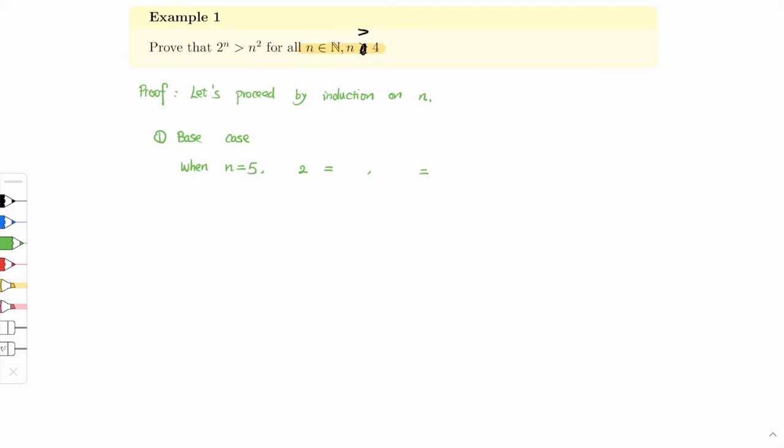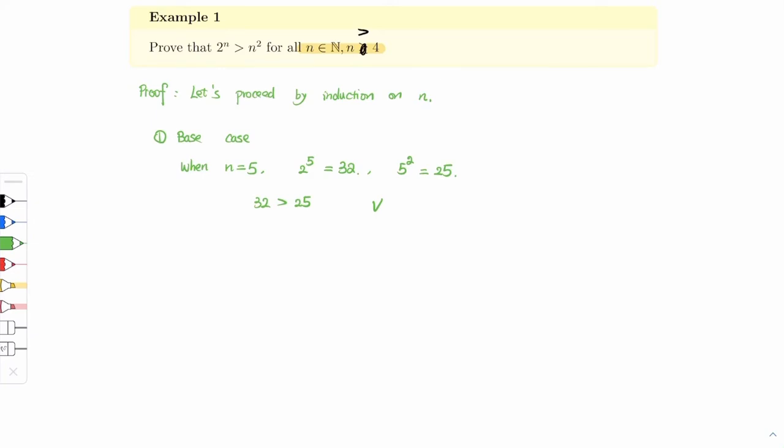When n equals 5, 2 to the power of 5 is 32. Wait, is it? Now I'm confused. 32. n squared, 5 squared is 25. And we know that 32 is strictly greater than 25. So this base case holds.